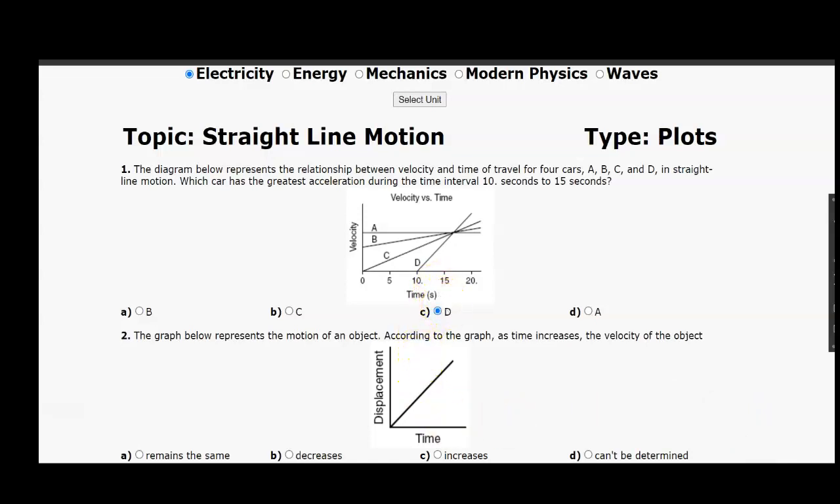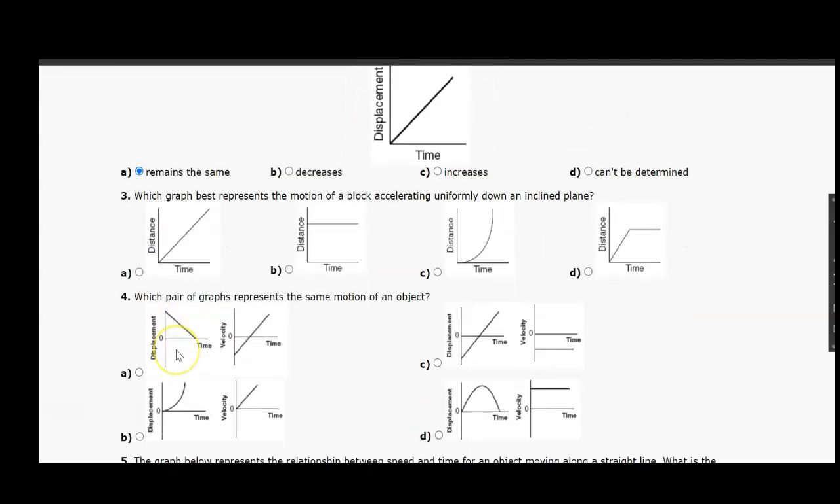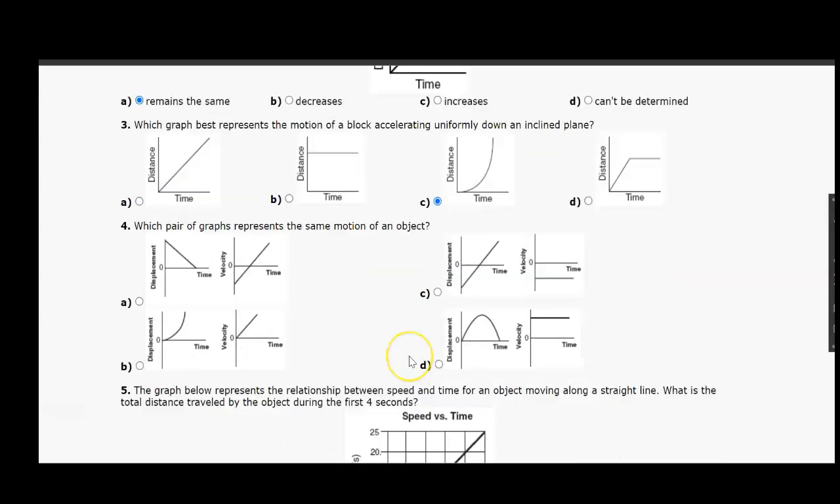Let me see what this is. This is trying to tell me something. Oh, this is the velocity of the object. Because it's delta d over delta t, the slope, and it has a constant positive slope. Good. Which one of these? Oh, that's good. Accelerating uniformly. Which one is the same?